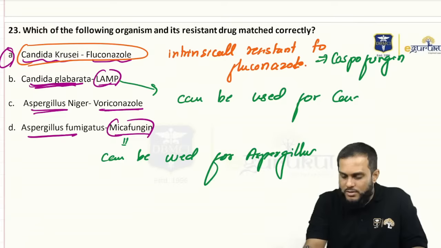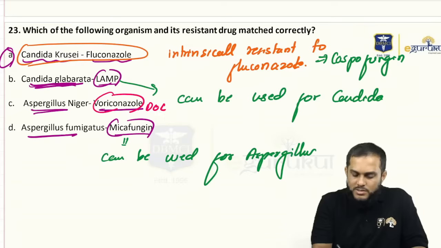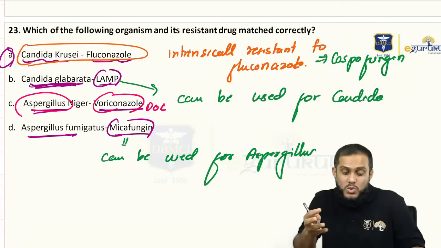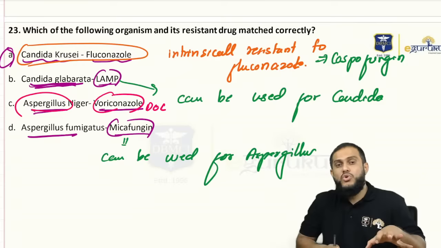And voriconazole is the drug of choice for Aspergillus niger and also fumigatus. For Aspergillus fumigatus also, voriconazole is the drug of choice. But micafungin can be used for Aspergillus. For Aspergillus, the drug of choice is voriconazole, and micafungin can be used.